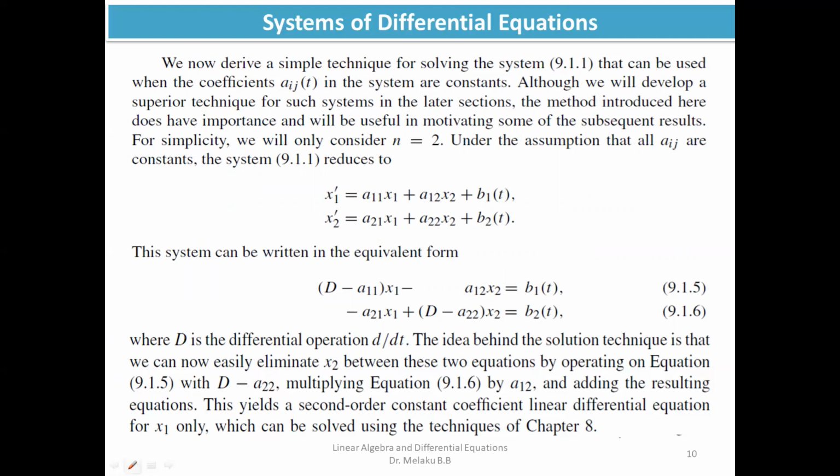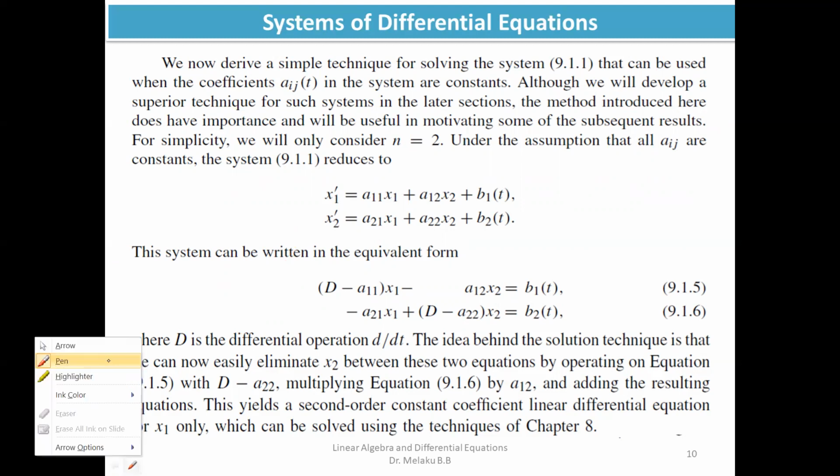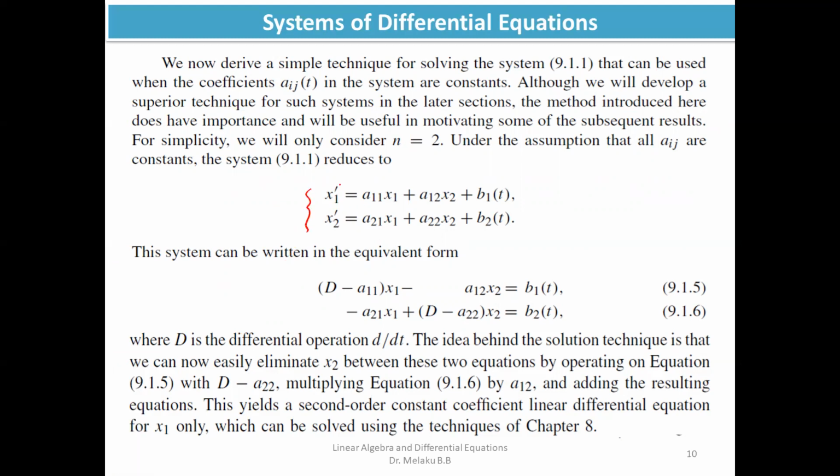Okay, the other thing that you have to know is how to find the solutions of certain systems of linear equations. For example, consider these two systems of linear equations. x1 bar is equal to a11 x1 plus a12 x2 plus b1(t), which is the non-homogeneous system. So in this case, just like with simultaneous equations, we have to remove or eliminate a certain variable.